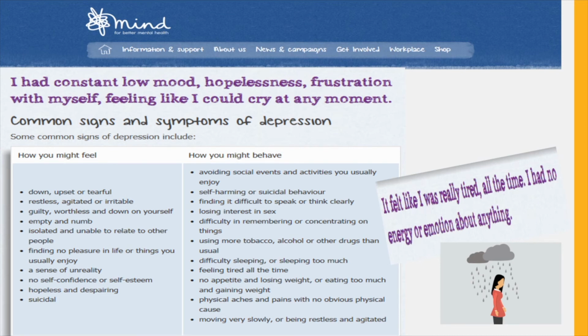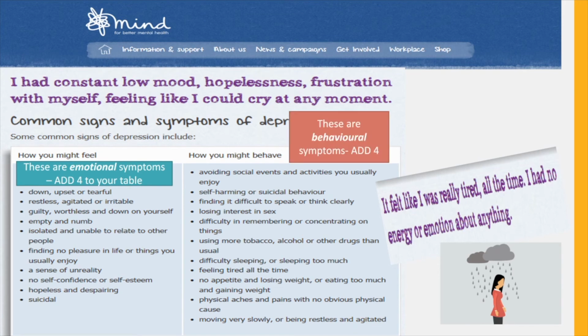Now, what we've got here on the screen are the emotional symptoms on the left hand side. Remember we said these are things that you feel. So you might feel down, upset, tearful, restless, guilty, worthless, empty, isolated, no pleasure, a sense of unreality, no confidence, and so on and so forth. All you need to do for me there, please, is add 4 of those to your table, and that will be quite sufficient.